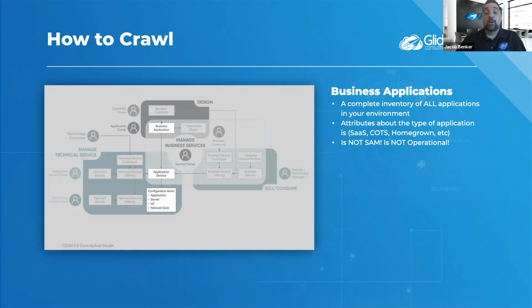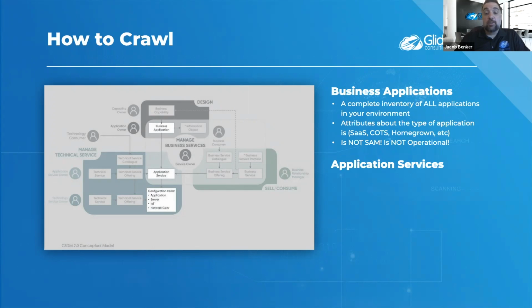This is where, if you were using APM, which we'll talk about in a minute, you're looking at new applications coming into your environment. You're evaluating how those applications are performing or possibly rolling applications out of your environment. And that's really what business applications is all about.